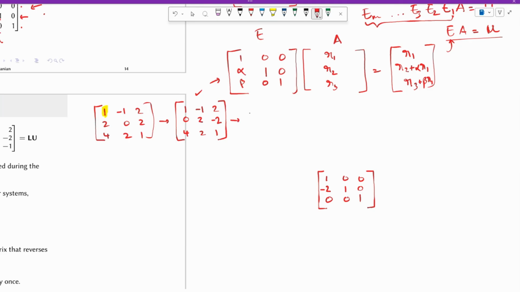And from this, what do you do? Row 3 minus 4 times row 1 is the new row 3. So row 1 and 2 remain the same. This will be 0. What will be this? It's probably correct. Now, what is the second elementary matrix?